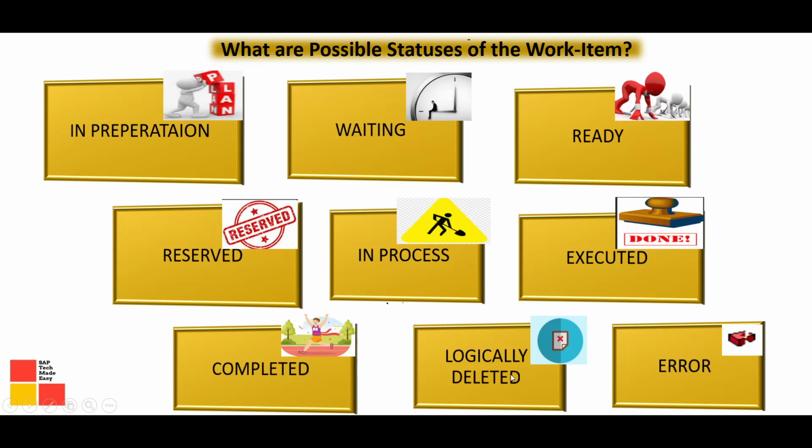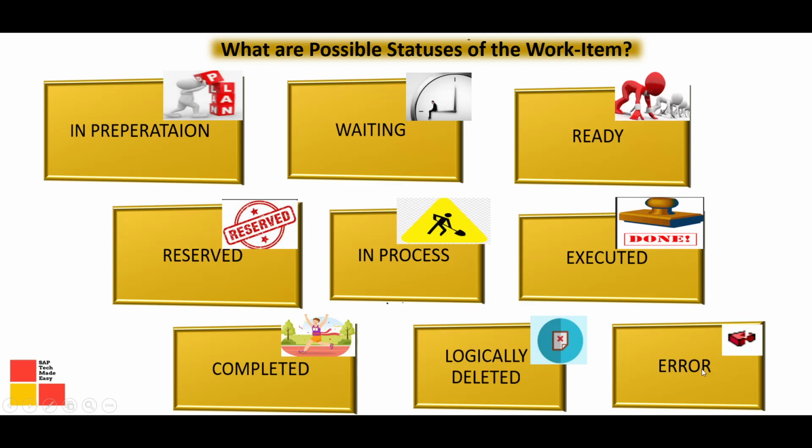Logically deleted, such kind of status. Let's suppose you have a fork. In the fork you have three parallel branches and one branch is mandatory. So when any one branch gets executed, the other two branches will be logically deleted. That means there is no meaning of those other two branches. If a work item is logically deleted, that means there is no significance of that particular work item. That's the meaning of logically deleted.